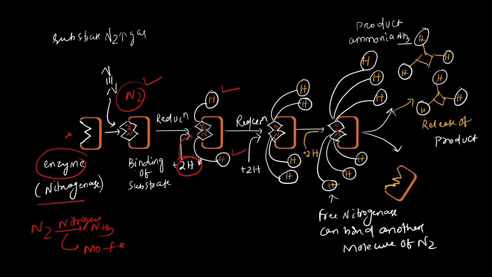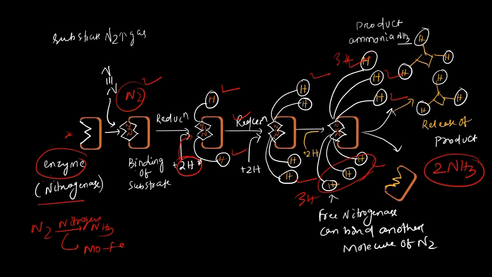Then after some time we see reduction occur again, and two molecules of hydrogen bind here. After some time we see one hydrogen here, one hydrogen here, so on this side 3 hydrogens, and on the upper side 3 hydrogens. In total, 2 molecules of NH3 are formed. This is how nitrogenase converts nitrogen to ammonia. This is the overall discussion of enzyme action on the substrate and the conversion of substrate to product through a chemical mechanism.